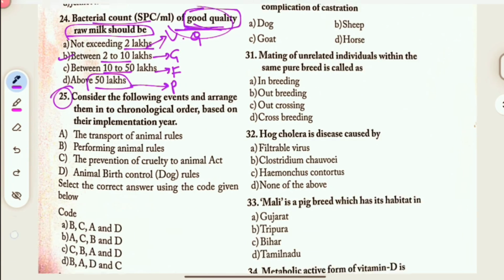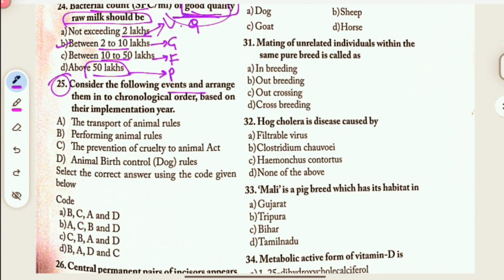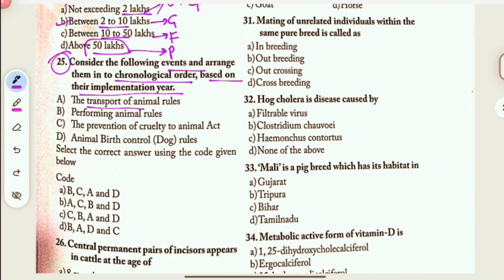Now this question 25 says, consider the following events, arrange them in chronological order based on their year of implementation. The Transport of Animals Rules were notified in 1978, and the Performing Animals Rules were notified and released in 1973. The Prevention of Cruelty to Animals Act, which is a very well known act, is from 1960. And then the Animal Birth Control Dog Rules were first notified in 2001, and recently they were again amended in the year 2023.